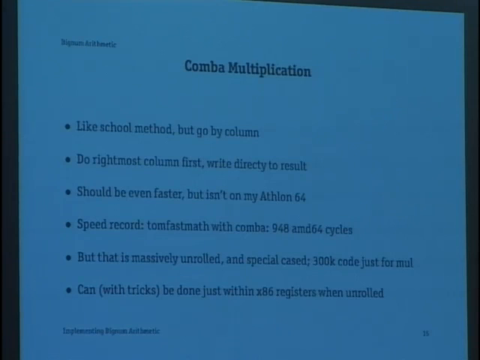The current record holder for the fastest implementation is the comba multiplication, which is like the school method, but going by column. Comba is some Italian guy who had to write some embedded graphic stuff. He's virtually unknown, but Wikipedia has a page on him, if you want to know. The idea is to do the rightmost column first, and then you have one linear write over the result array, and that should be the fastest, but isn't on my AMD box. It is faster on Intel chips.